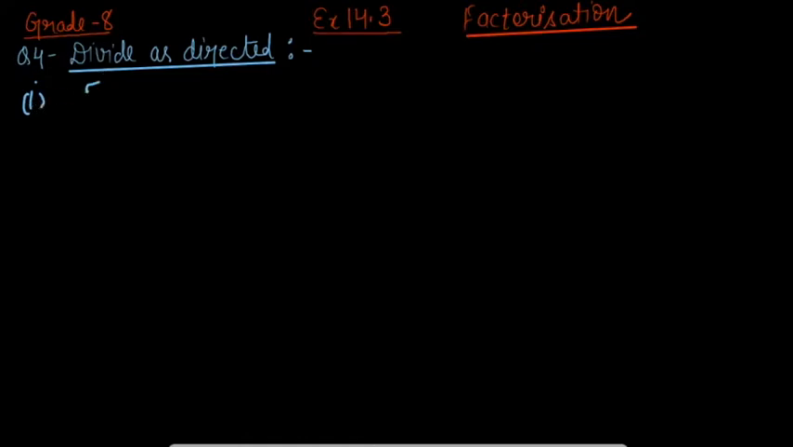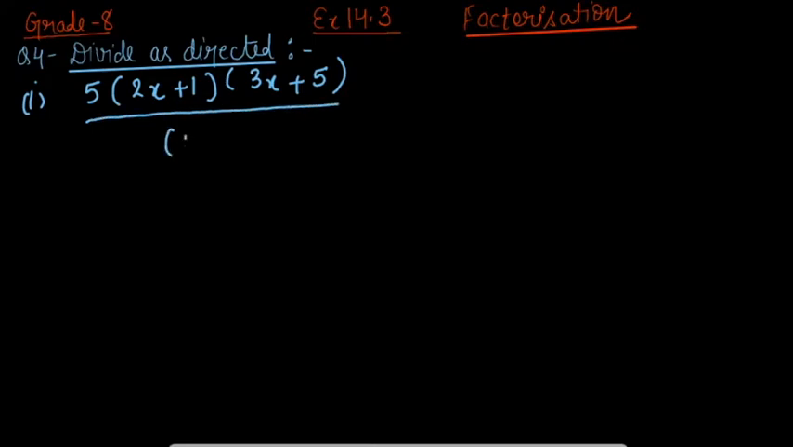The first question is 5 into 2x plus 1 into 3x plus 5, and this you have to divide with 2x plus 1. Now in this question you see the terms in the numerator are already in the product, so we can directly cancel the terms, right? So my solution to the question is 5 into 3x plus 5. This was a very much direct question.